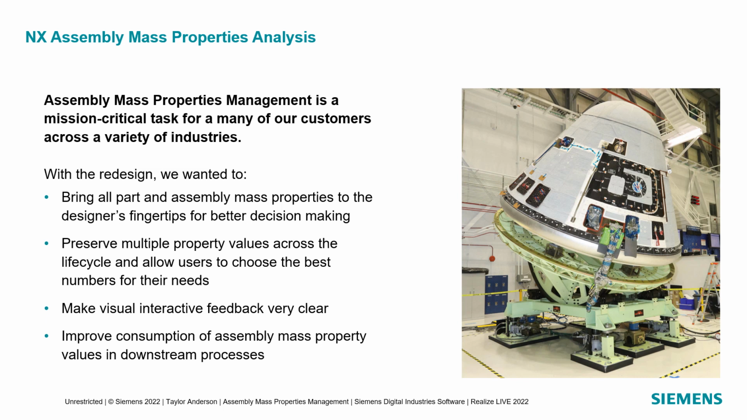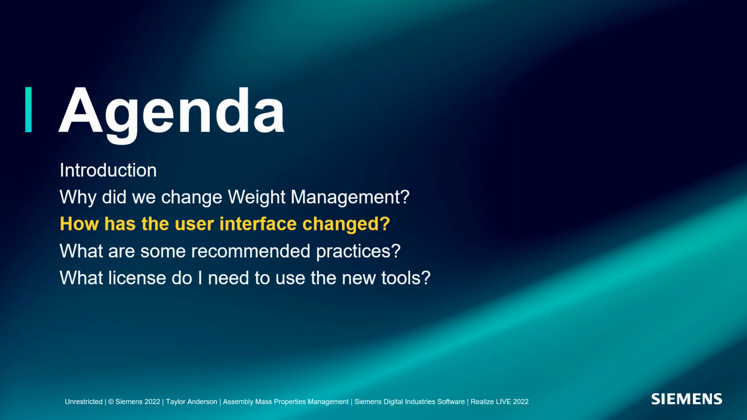The last one here is really improving the consumption downstream. A couple of things here. One of those is things like associative expressions, if they're desired, to be able to create those to consume some of these mass properties downstream in other processes, as well as things like our reporting tools. The reporting from mass properties used to be a pre-configured spreadsheet that would get generated. We've got a lot of configurability to that now, and we'll see that here in the demonstration in just a minute.